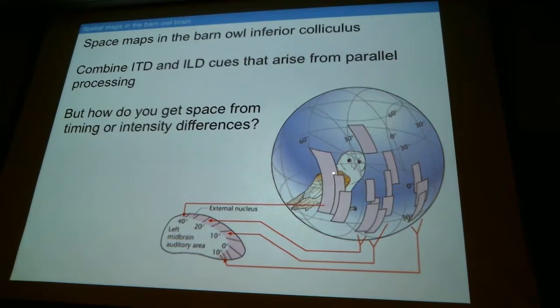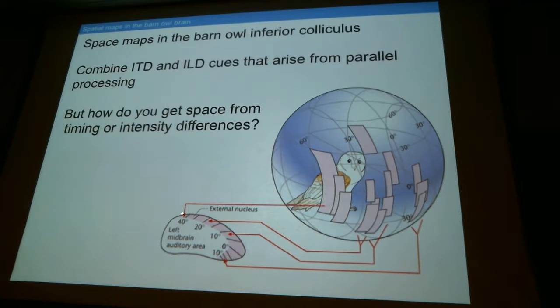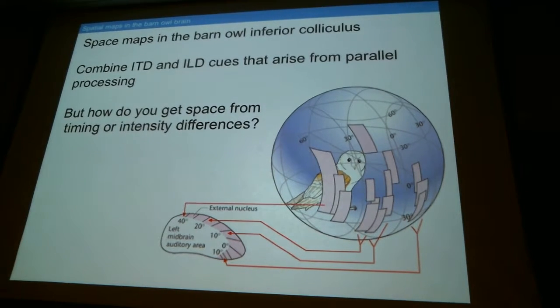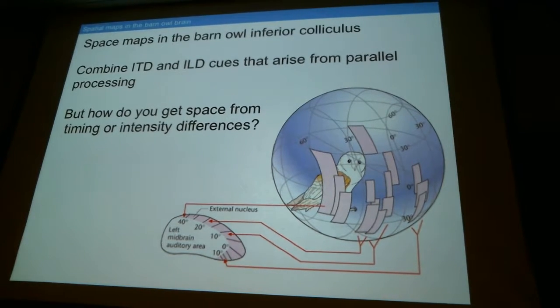Here's a barn owl sitting in a three-dimensional world, and this is the inferior colliculus, and so it has a map of auditory space. So 0 is directly in front of it, and then you go from 10 degrees in one direction to 40 degrees in the other direction. It's not showing the elevation, but basically you have a 3D map, or sort of 2D map of space in the inferior colliculus. So how do you create these cues?